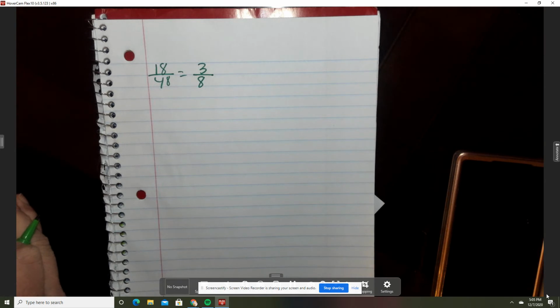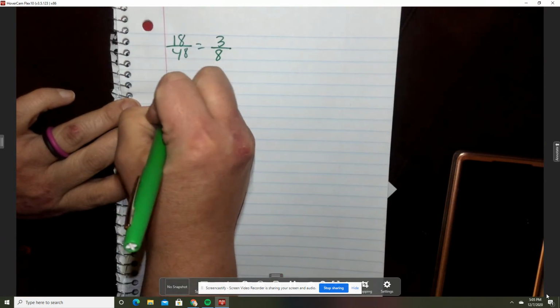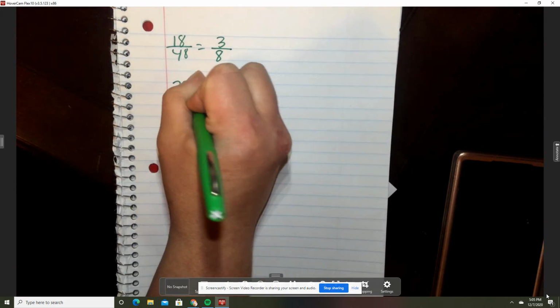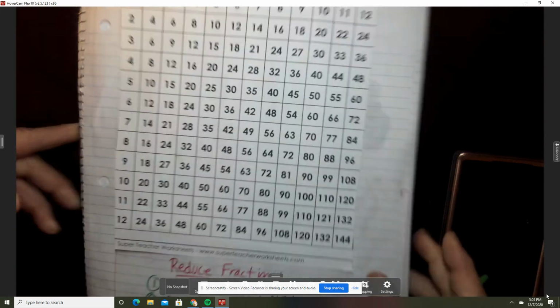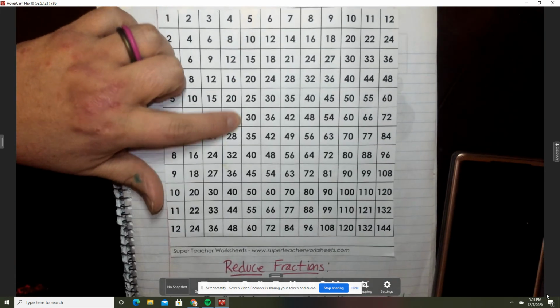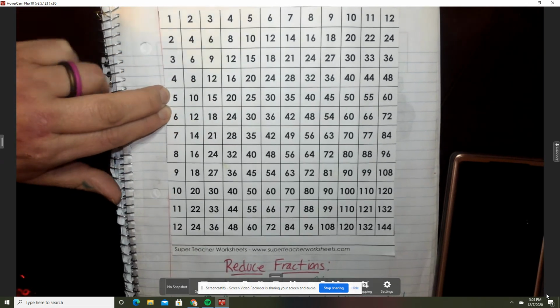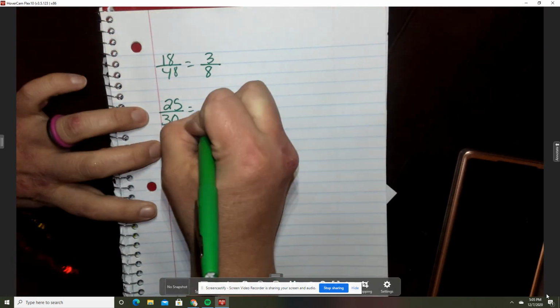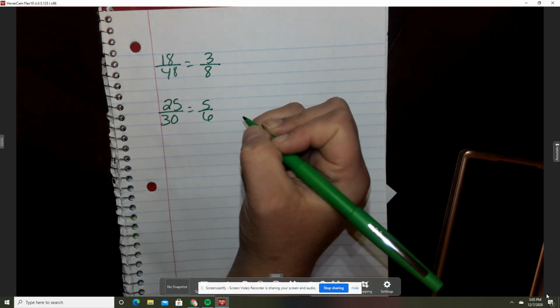Let's see. If you had, let's do 25 over 30. Let's use our multiplication chart. 25 over 30. Okay, so I know I'm going to look at my 5s. 25 over 30, boom, right on top of each other. That was easy peasy. So that would be 5, 6.